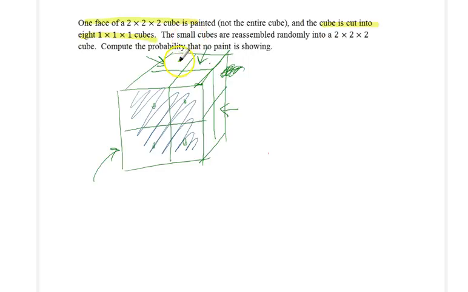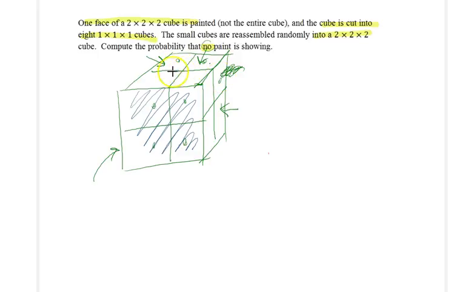And then we are told that these 8 pieces are somehow shuffled and reassembled to make a new 2 by 2 by 2 cube. And we are to compute the probability that no paint is showing in the new picture. Well, our first observation is those 4 cubes which are at the back face are totally irrelevant. They have nothing to contribute to the solution. So as such, they can be ignored because they have no paint on them.